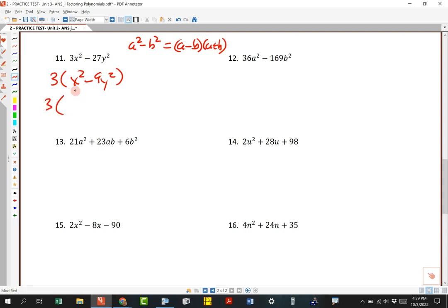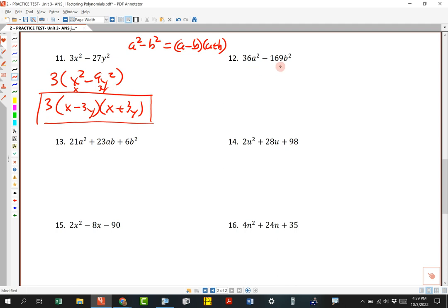So we'll have the 3 out front. That's a perfect square of x, and that's a perfect square of 3y. So this is going to be x minus 3y, and this is going to be x plus 3y. And again, we'll box that up, and we've got our answer on that one. Those formulas make it really pretty quick.